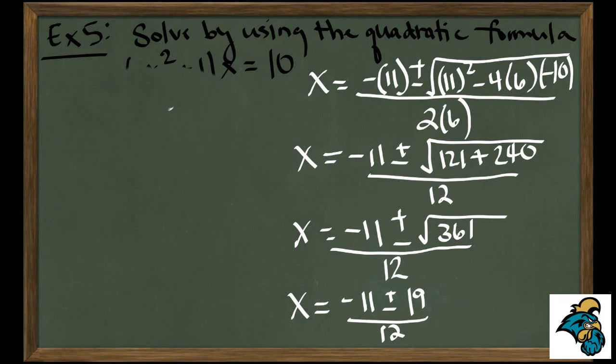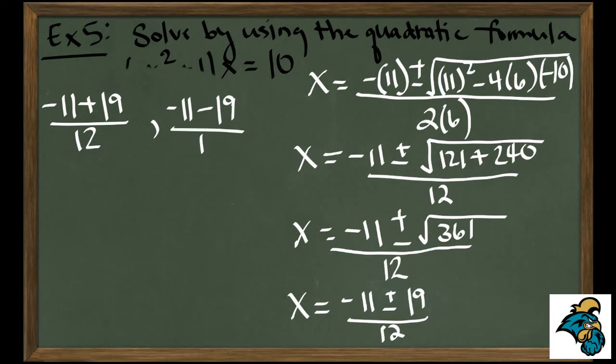So let me get my eraser, make a little bit of space, get rid of all this, make some room. All right, I need to simplify this even further. So notice that what this gives me is two solutions. It gives me negative 11 plus 19 divided by 12. And my other solution is negative 11 minus 19 divided by 12. And again, I have to simplify those.